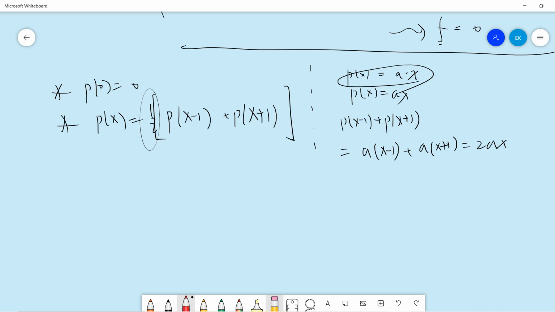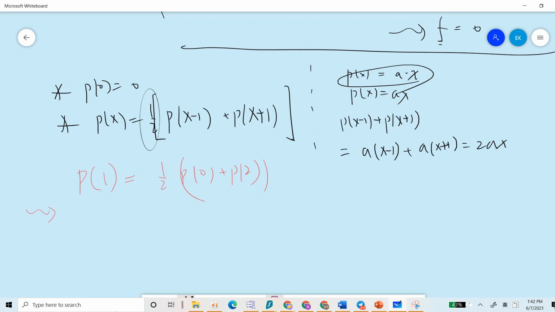Okay, so it's the same reason. Let's see what P of 1 is. So P of 1 is a half. Okay, so right, so we got 0. So we got P of 2 is 2P of 1, and then we did not get anything. Okay, how about P of 3? P of 3 will be half P of 2 plus P of 4.